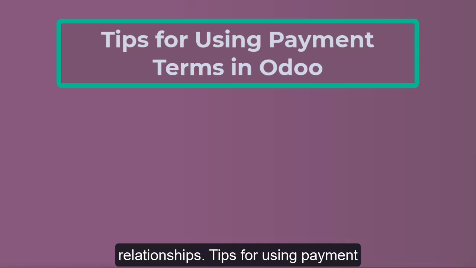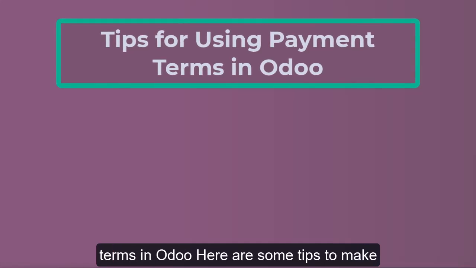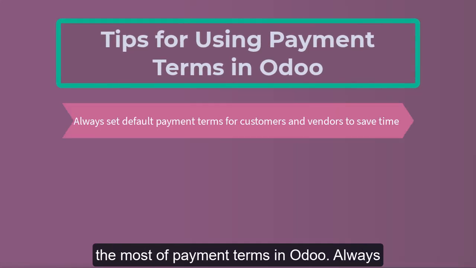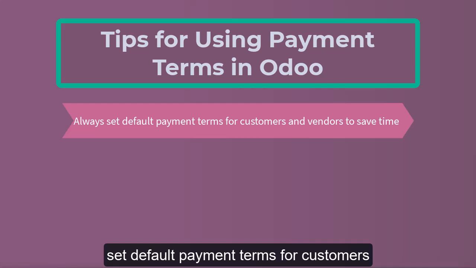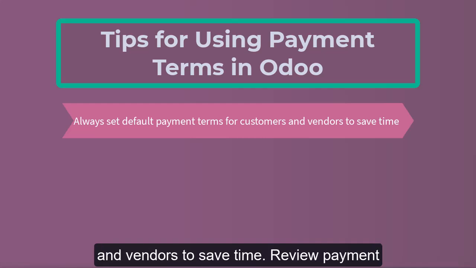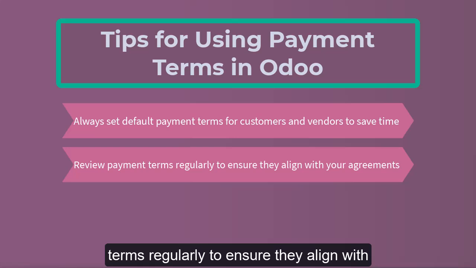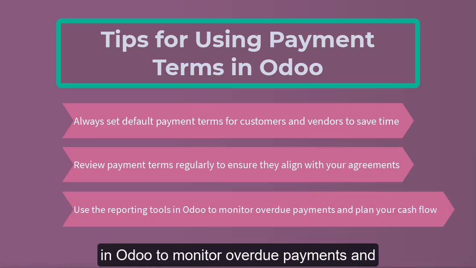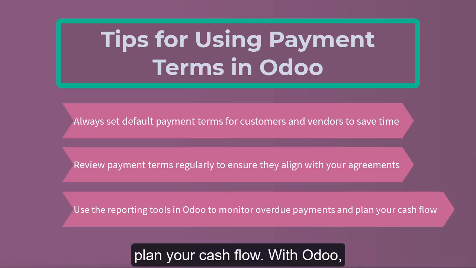Tips for using payment terms in Odoo. Here are some tips to make the most of payment terms in Odoo. Always set default payment terms for customers and vendors to save time. Review payment terms regularly to ensure they align with your agreements. Use the reporting tools in Odoo to monitor overdue payments and plan your cash flow.